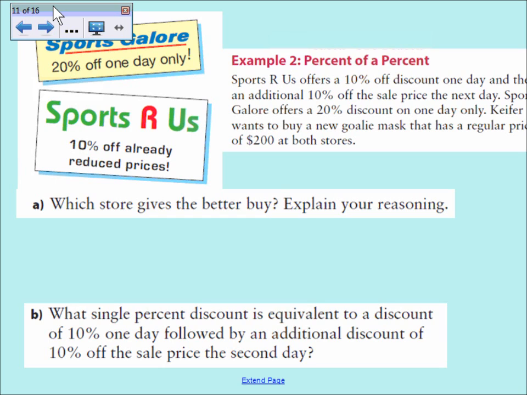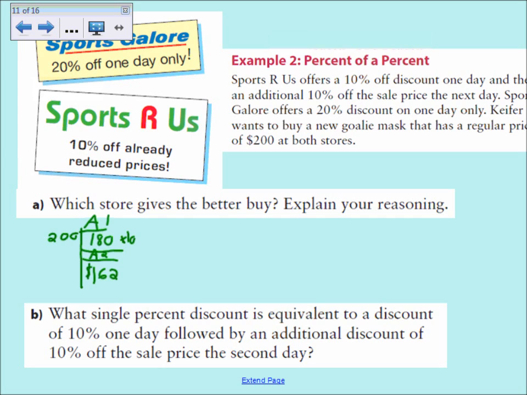So at the first store, there's 10% off, so $200 at both stores. 10% off day one, so day 1, is $180. The next day, day 2, it's going to be an additional $18 off, because 10% is $18, so it will be $162 here.